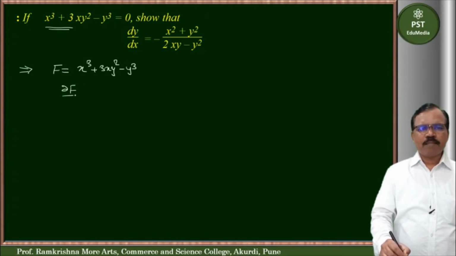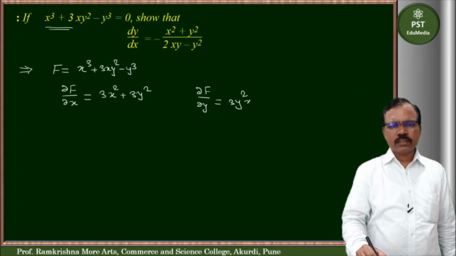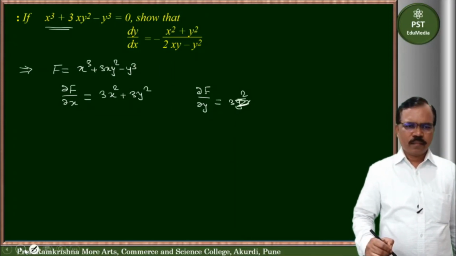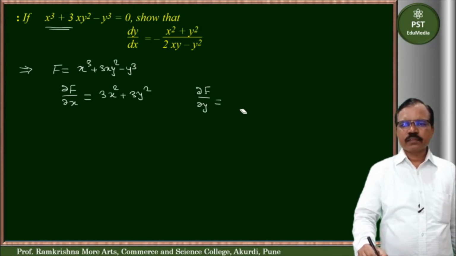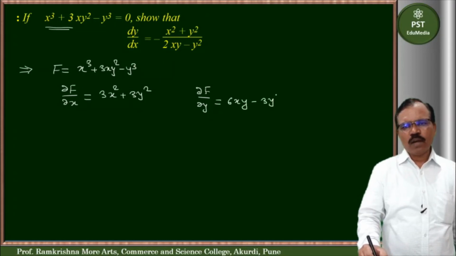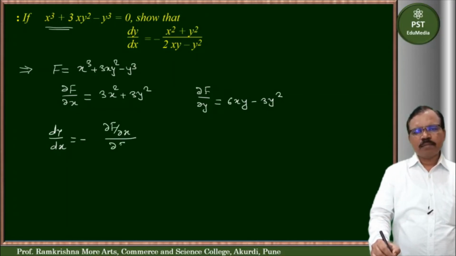So ∂f/∂x is equal to 3x square plus 3y square, and ∂f/∂y, we are taking ∂f/∂y. So here 3x into derivative of y square, that is 6xy, minus 3y square. And what is dy by dx? Dy by dx, we take this as minus ∂f/∂x upon ∂f/∂y.